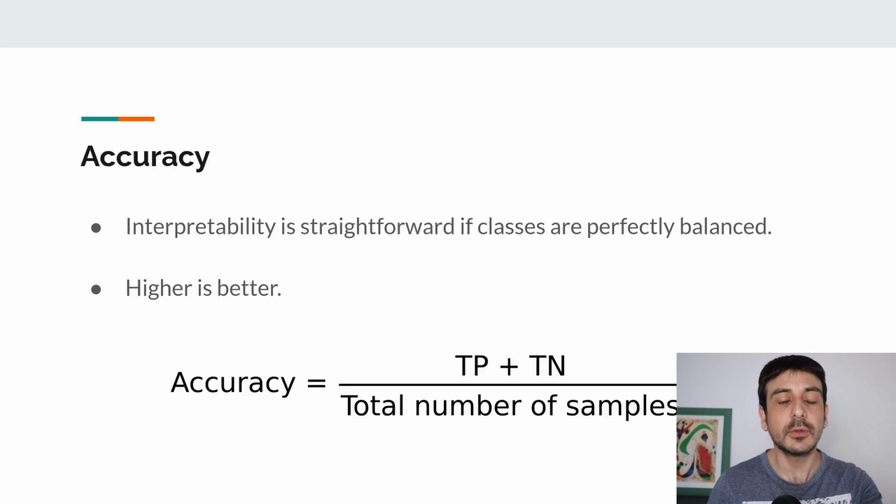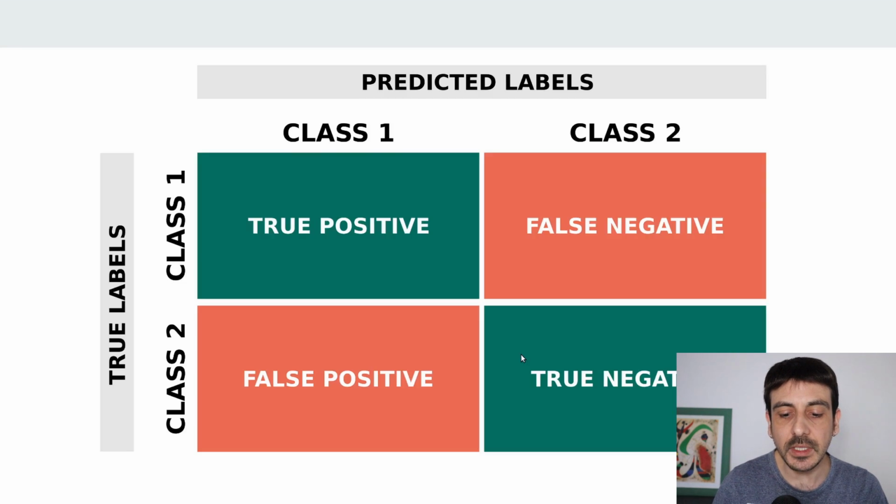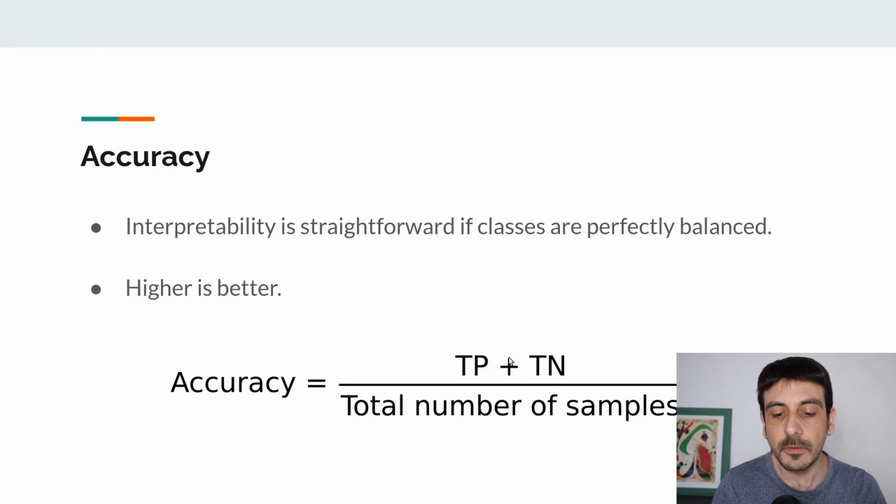Now let's continue. Let's move on to the accuracy. The interpretability of this metric is very straightforward if classes are perfectly balanced, and the higher is better. And this is exactly how we are going to compute the accuracy. Basically, we will need to take the elements in the diagonal, the true positives and the true negatives, and we will need to divide these numbers by the total number of samples, right? TP means true positives and TN means true negatives. So, true positives plus true negatives divided by the total number of samples.